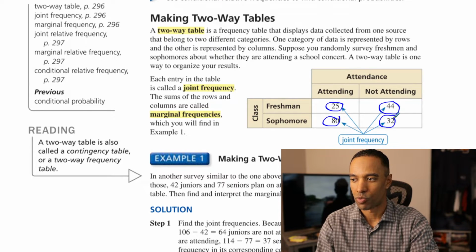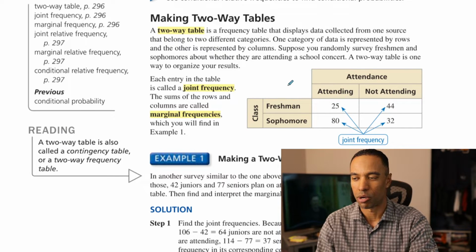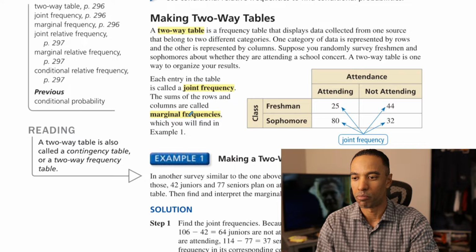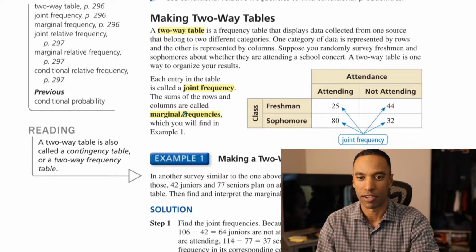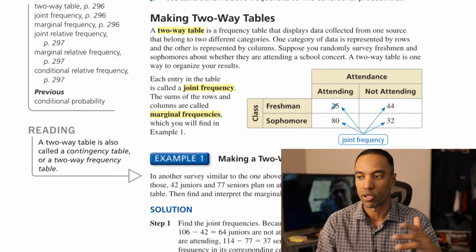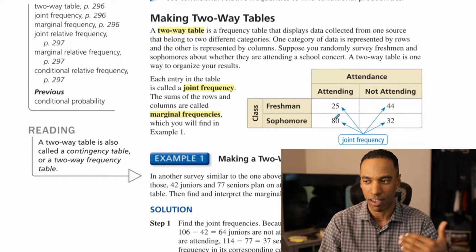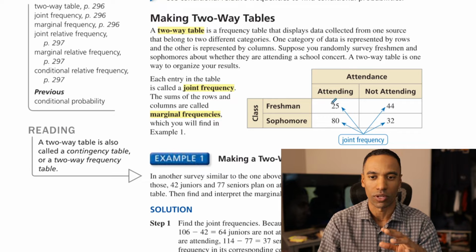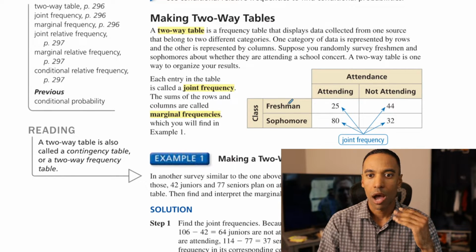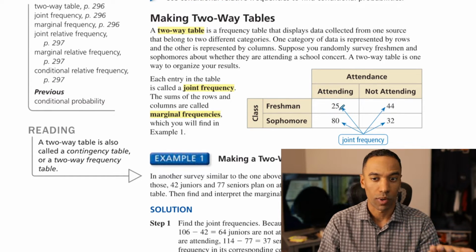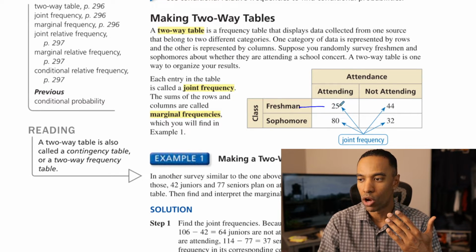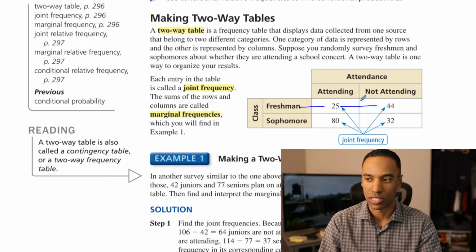I think you can interpret it for yourself, but let's take a look. The sums of the rows and columns are called marginal frequencies, which you'll find in Example 1. You don't see them just yet, but you're going to see totals like 25 plus 80. But the joint frequencies, here's the breakdown we're looking at. How many freshmen are attending the concert? 25. How many freshmen are not attending? 44. So within this row, you see all the freshmen who are attending versus not attending.